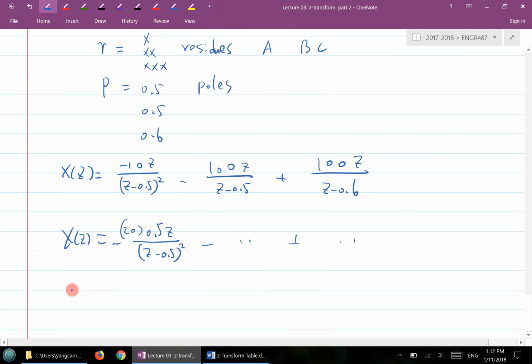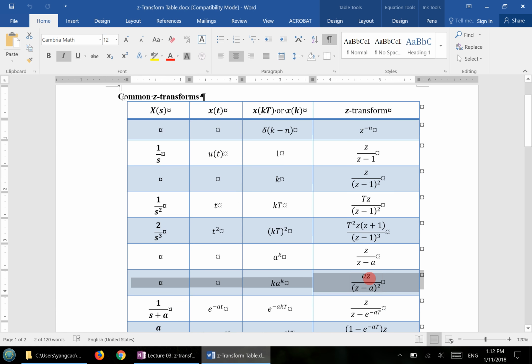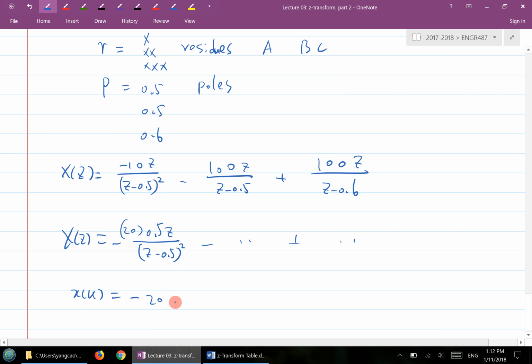So now I can find my x of k. The first one here, there's a negative sign, negative 20, so here is k times a to the power of k. So negative 20 times k times 0.5 to the power of k, and then minus this 100, so 100 times 0.5 to the power of k. And the last one is 100 times 0.6 to the power of k. So that's your inverse, and k starts from 0, 1, 2, like this. Okay.